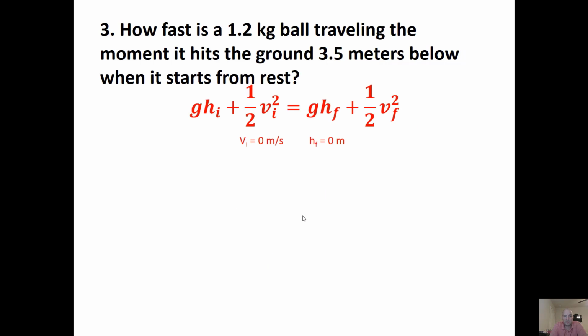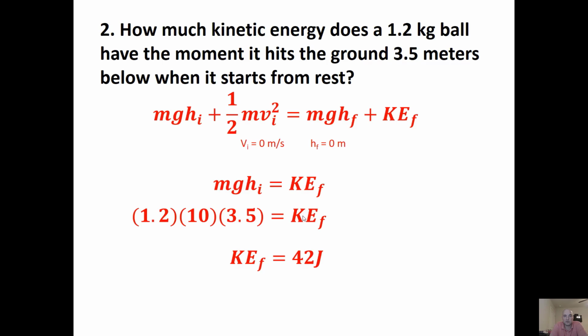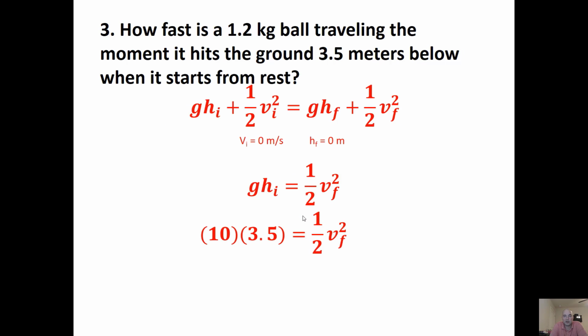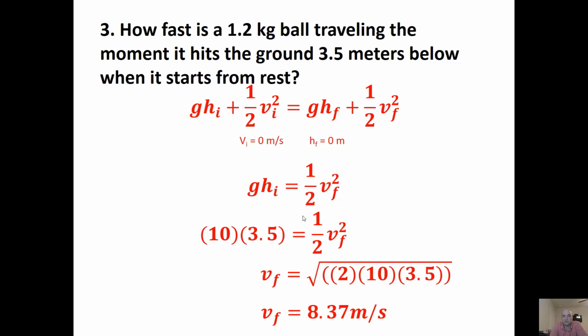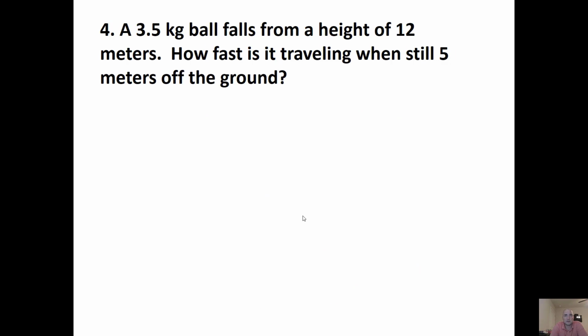This problem, starting from rest, it's hitting the ground, but they're not asking you for, like the last one, kinetic energy, so you didn't break that down. But they are asking you for velocity, so you're going to break that final kinetic energy part down a little further, and we're going to get an answer of 8.37 meters per second.